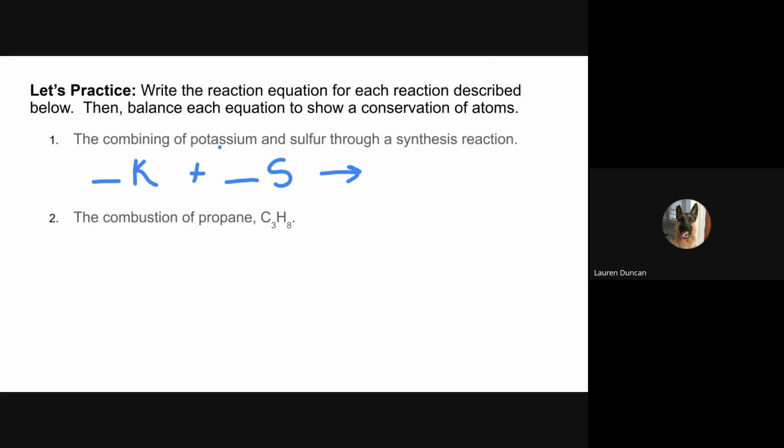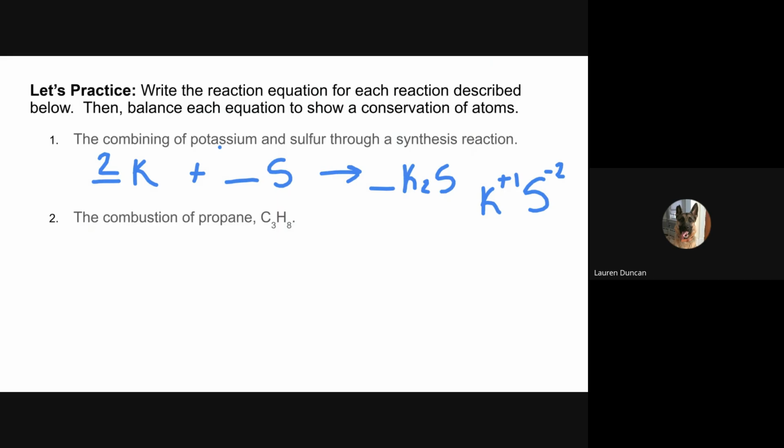So K is in group 1. It has 1 valence electron. It loses it to form a K+1 ion during bonding. Sulfur is in group 16 with oxygen. It's got 6 valence. It needs to gain 2 more to achieve stability during bonding. Use the cross-down trick or logic. Either way you do it, you need 2 potassiums per every 1 sulfur in the final formula for this product, which is potassium sulfide. Got to balance it. Got to show that conservation of atoms. I'll put a 2 in front of the K. So there's 2 Ks on both sides and 1 S on both sides.